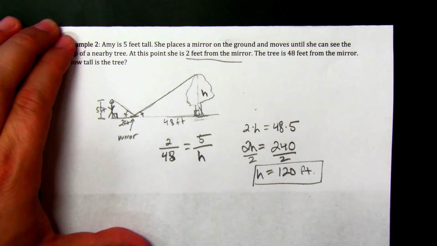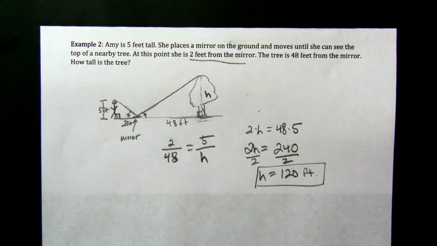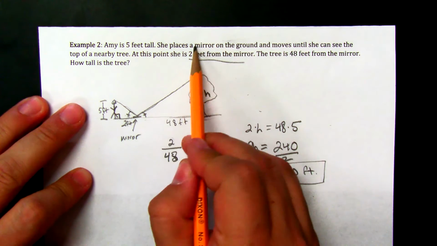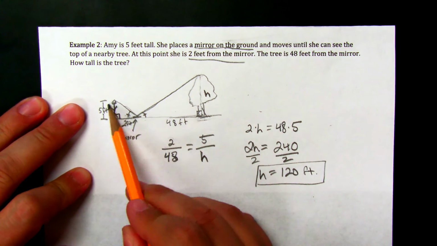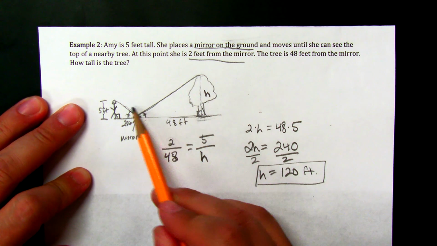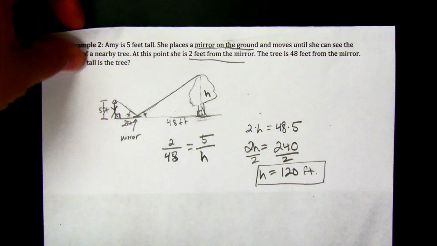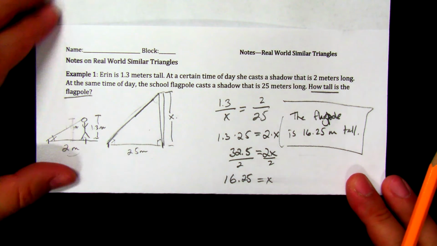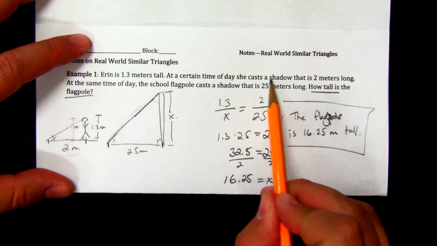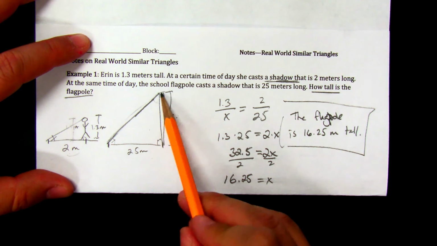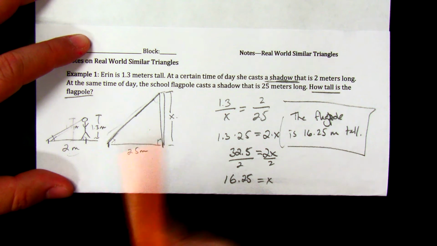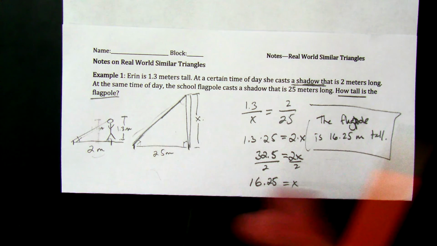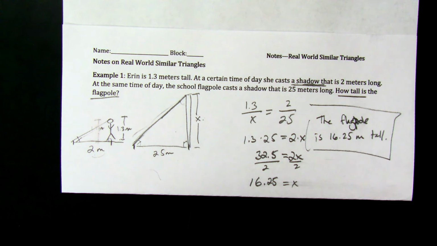You are going to do the same thing with all of your problems. They're either going to be this sort of problem with the mirror on the ground, right? And you're going to draw your diagram. It's going to look something like this. Or it's going to be one of these problems with the shadow problems, right? Looking for shadows. Okay, shadows, you're going to draw two triangles like this. In each case, we're using similar triangles and finding the missing side using the proportion. Okay?